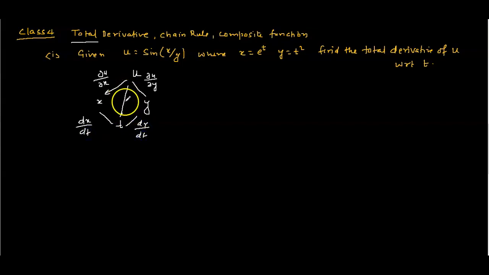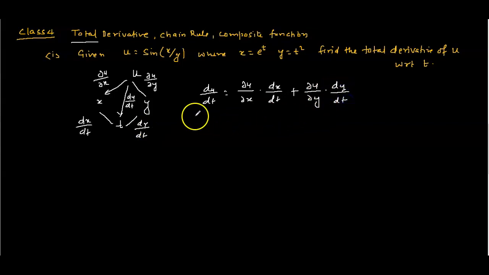So when we go from u to t, du by dt, you can write it either this way or this way. We can write del u by del x into dx by dt, plus del u by del y into dy by dt. So this is the way you can write the formula for the chain rule. So du by dt is what we want to find here.